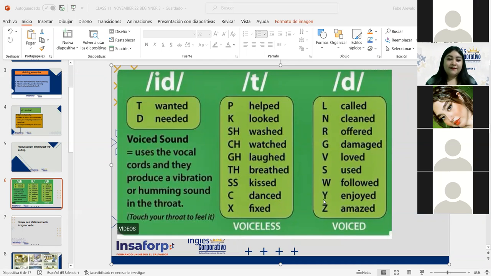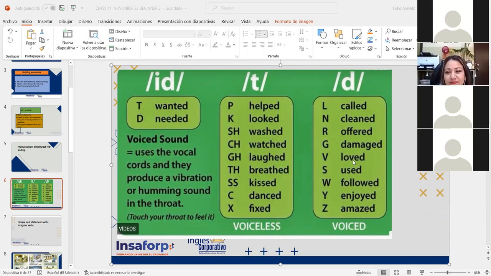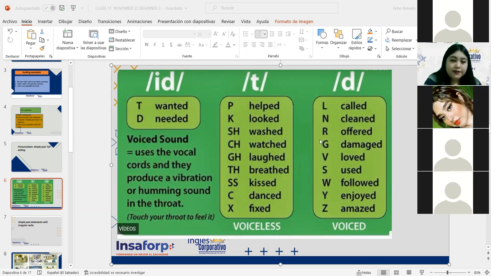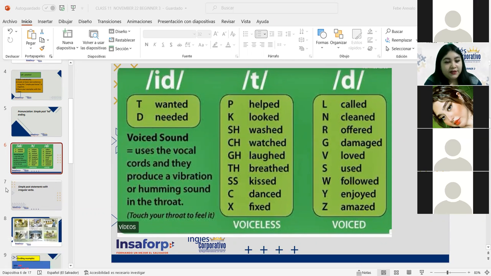Wanted, needed, helped, looked, washed, loved, read, kissed, danced, fixed, called, cleaned, offered, damaged, loved, used, followed, enjoyed, amazed. There you go, excellent, very good. Just repeat this one, loved. Love. There you go. Excellent. Very good. Pretty good. All right, girls. Now, the other ones that didn't participate is because they are not able right now, okay? So let's continue.